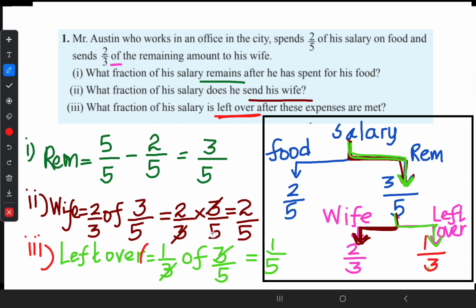So if you understand this "of" method, that is the most convenient and appropriate one to do this. From salary, he is coming to the remaining. From the remaining, he will keep 1 upon 3 as a leftover. So you should multiply both of these fractions to get the leftover amount as a total fraction.